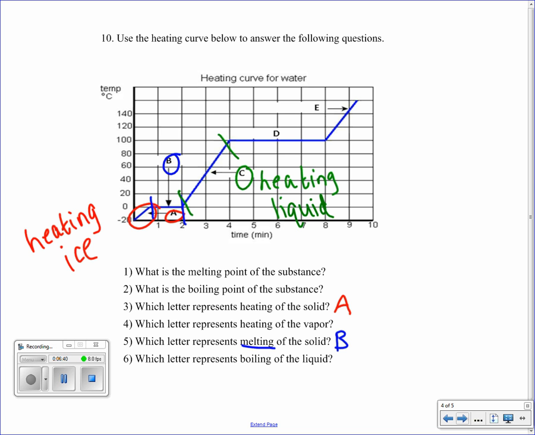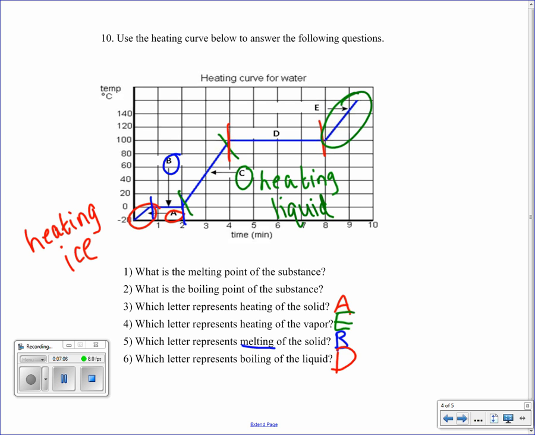Then for section D, at this time, all this energy is being put in to merely change phase. So the temperature doesn't go up, and you are just changing the phase. So at this point, you are boiling your liquid, getting it to turn into gas. So that is D. And then your last little section is E, and that is when you're heating the vapor, because at this point, it's all water vapor, and you've turned it into gas.